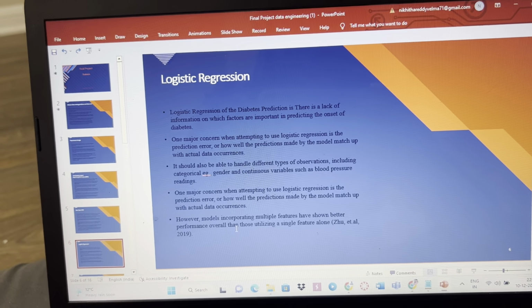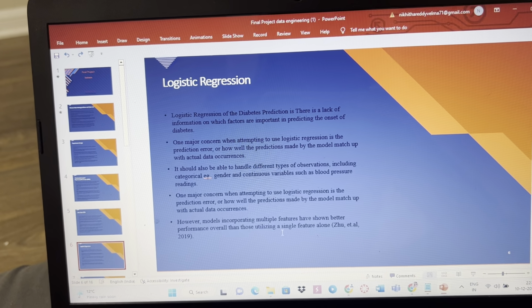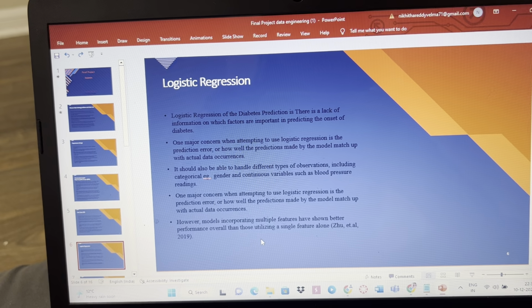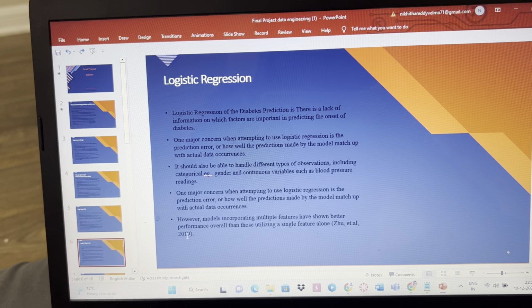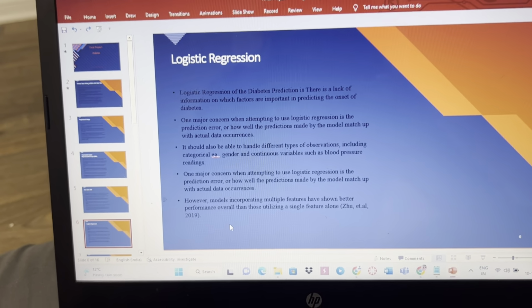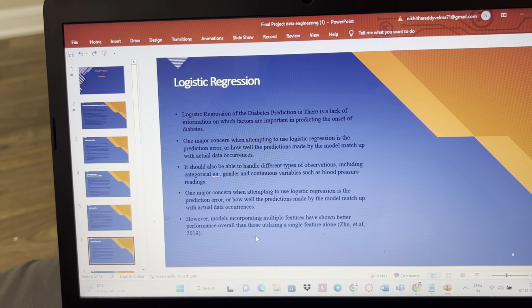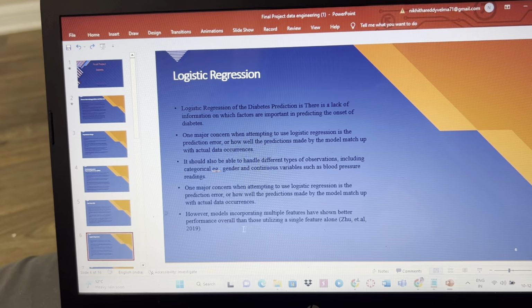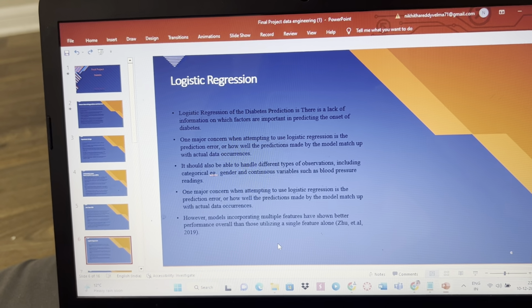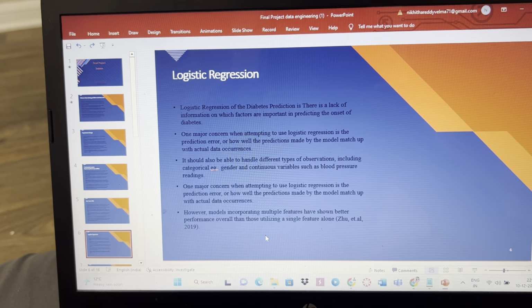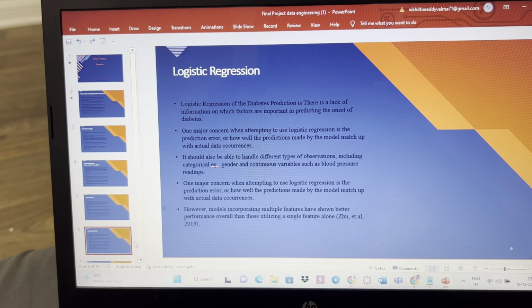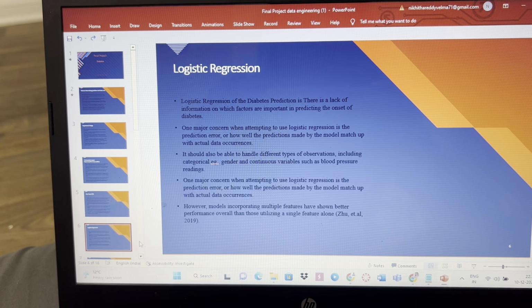It should also be able to handle different types of observations, including categorical variables like gender and continuous variables such as blood pressure readings, etc. And one major concern attempting logistic regression is the prediction error. However, models incorporating multiple features have shown better performance overall than utilizing a single feature alone.